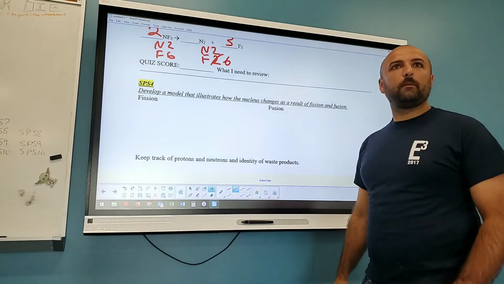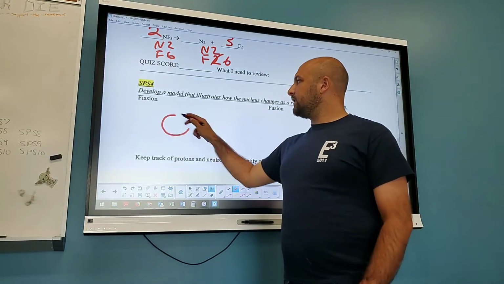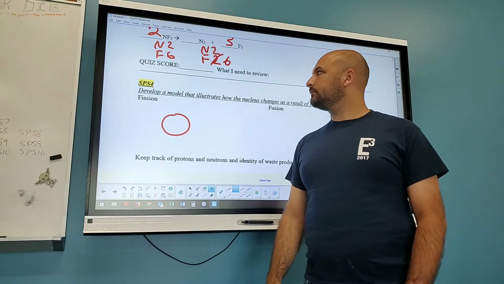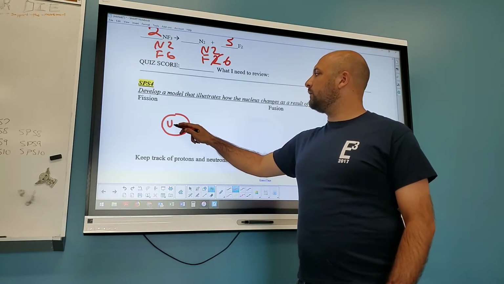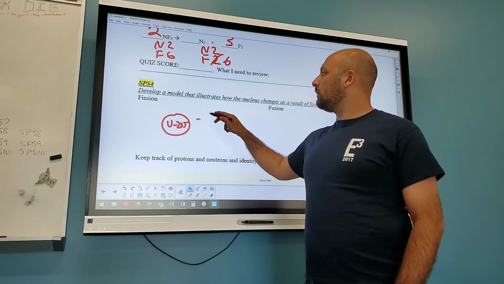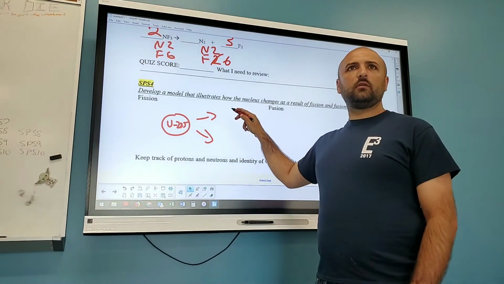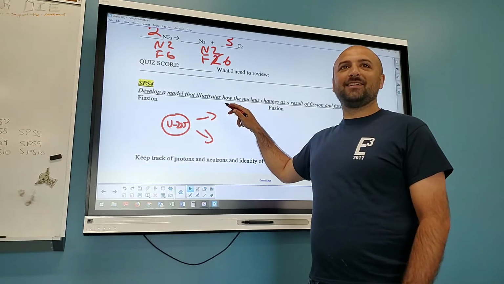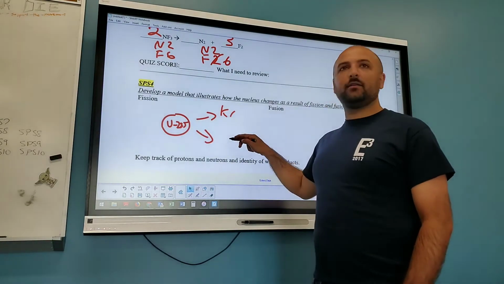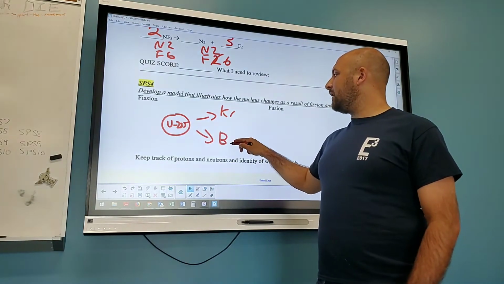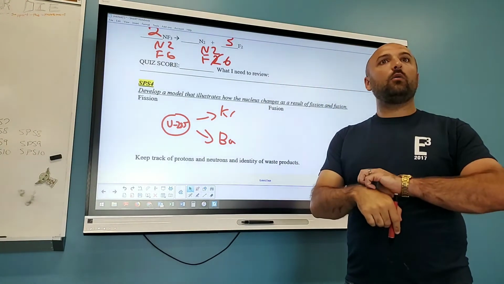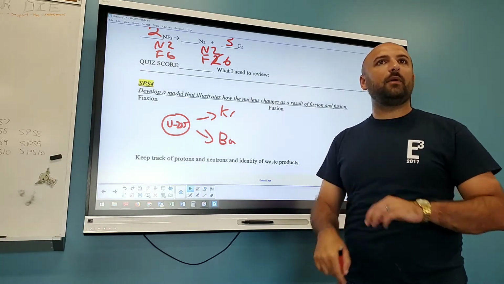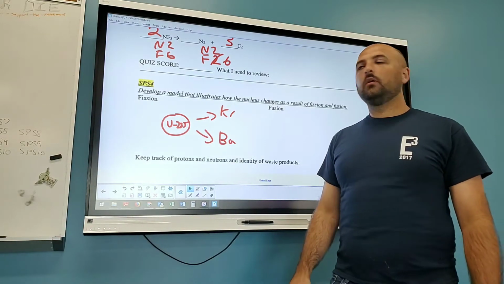What's fission doing? It's taking what chemical? What element? Uranium, and turning it into? What 2 things did we say? Kr, krypton, and Ba, barium, right? And now how does it split? Because uranium there is not going to split on command. So how do they make it split? They add a neutron. Yeah, they add a neutron.